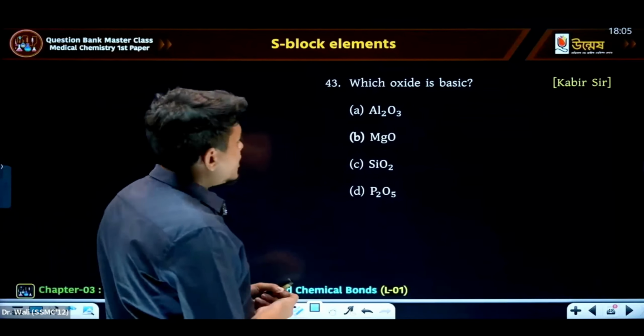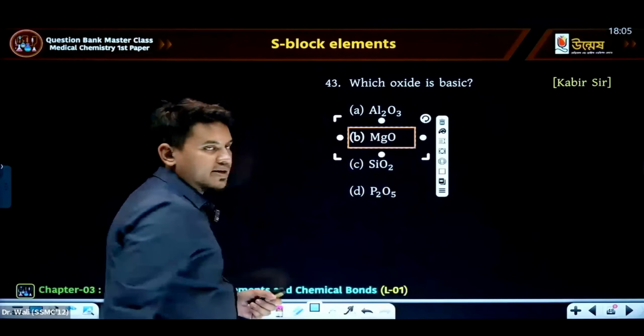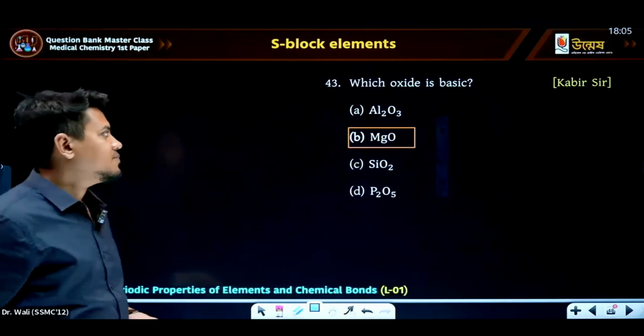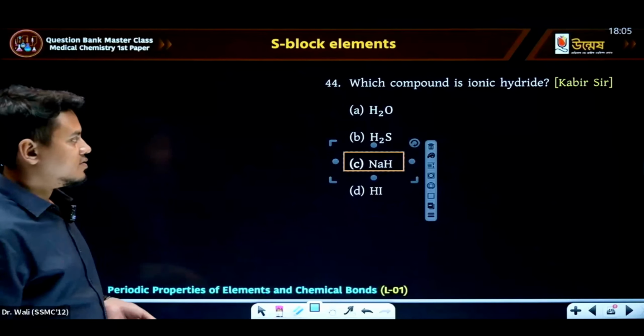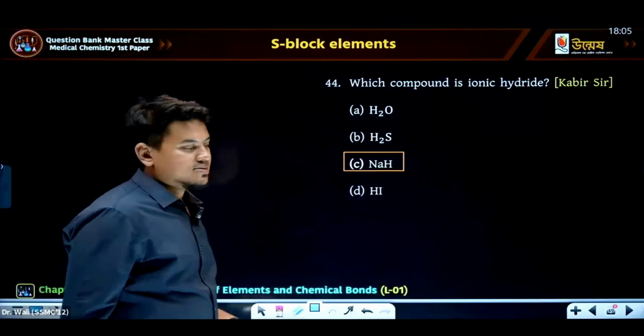In case of the third question, which oxide is basic? Magnesium oxide is certainly basic because it is within the group of alkaline earth metals. Which compound is an ionic hydride? Actually, sodium hydride is the ionic hydride. The rest of them are actually non-metallic hydrides.